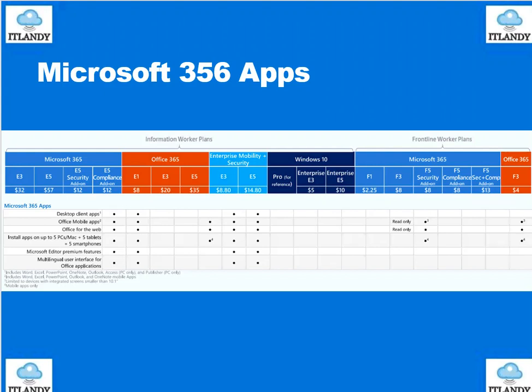Now, if I go for 365 E3 or E5, all the features are available. So Office 365, either E5 or either of these, will cover what I need to do. The same thing applies if I move on to the mobility option.